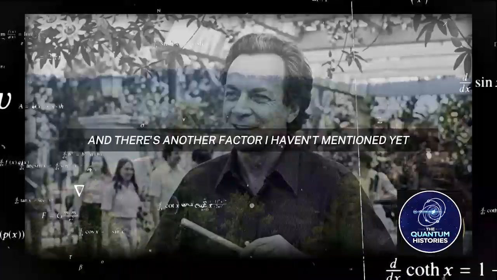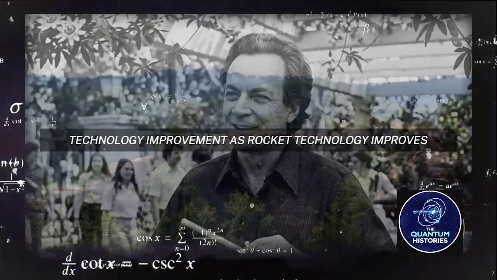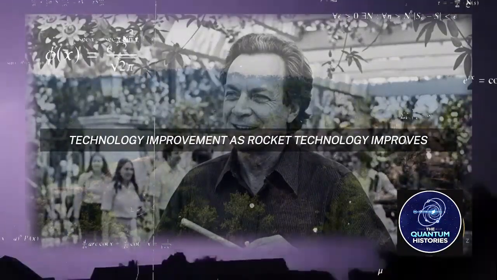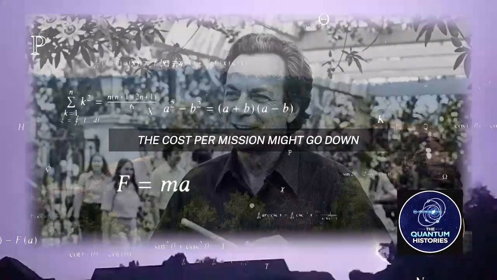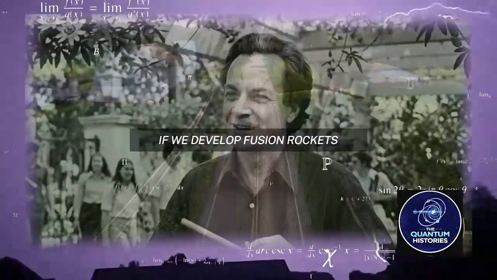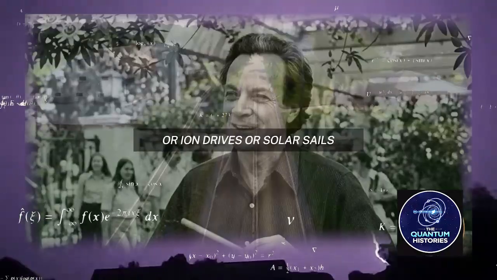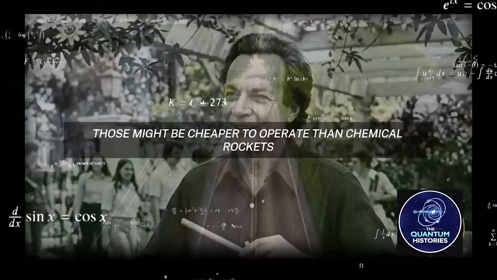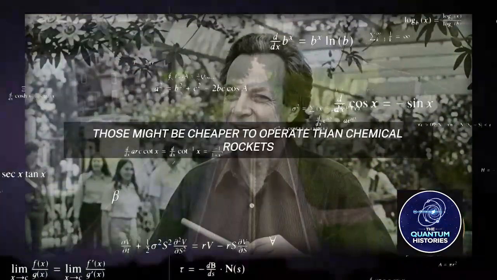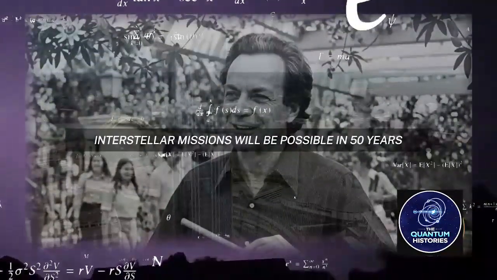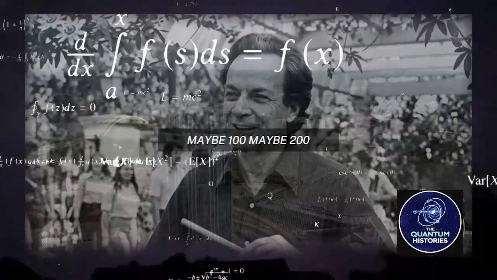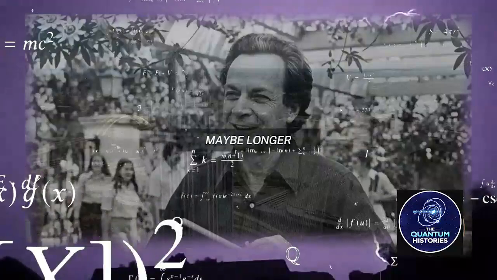And there's another factor I haven't mentioned yet, technology improvement. As rocket technology improves, as we develop better propulsion systems, the cost per mission might go down. If we develop fusion rockets, or ion drives, or solar sails, those might be cheaper to operate than chemical rockets. So the timeline could shift. Maybe interstellar missions will be possible in 50 years, maybe 100, maybe 200, maybe longer.